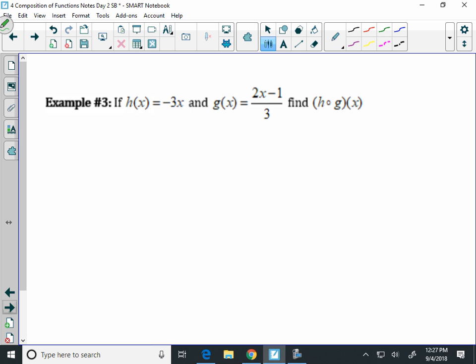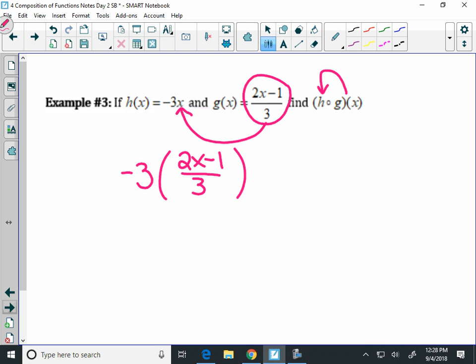Let's try this one. h of x is negative 3x. g of x is negative 2x minus 1, all over 3. Let's find h of g. So I'm going to take g, and again, put it into the left function, into h. So this entire fraction is going to go in for x in the function of h. So of negative 3, I want you to write a big set of parentheses and put that entire negative 2x minus 1 over 3. Now, how do I simplify this? What would you do?